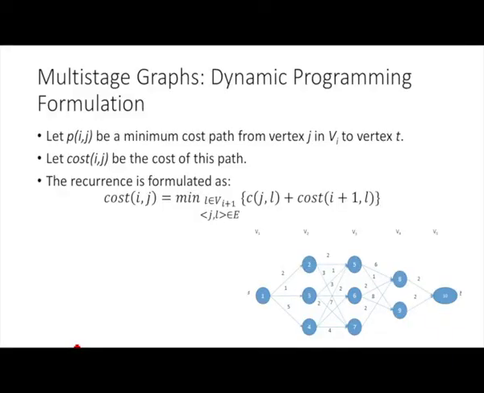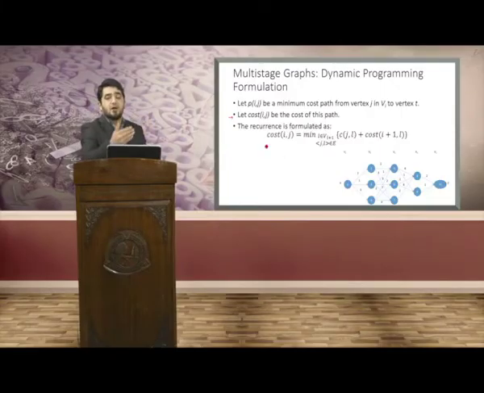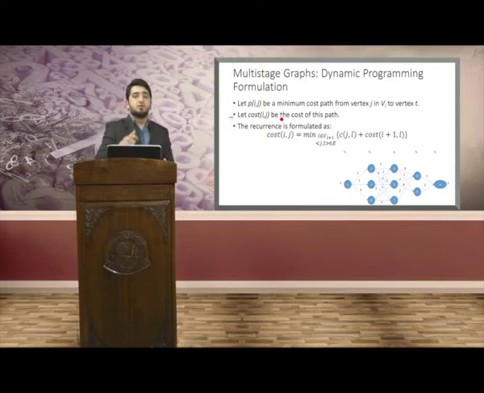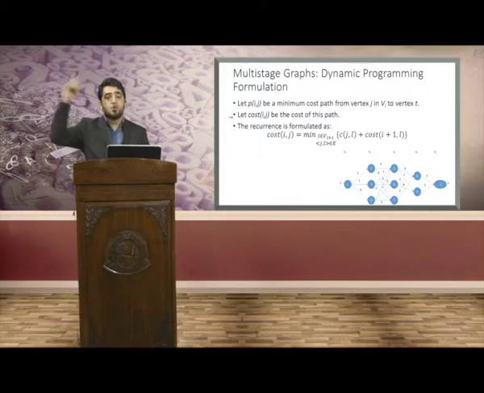Similarly, let cost of i comma j be the cost of that path. So we are representing our path in the form of P of i comma j, where i represents the stage and j represents the node in that particular stage that we have chosen to be on the path. Similarly, cost of i comma j will store the cost of selecting node number j in stage i to go to vertex T.